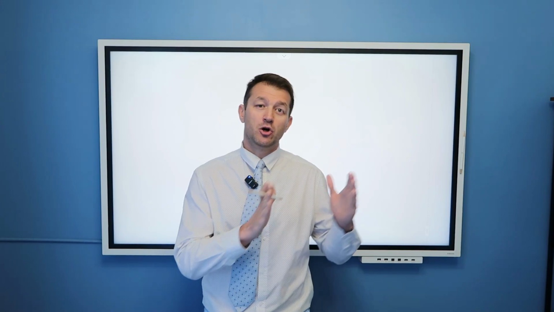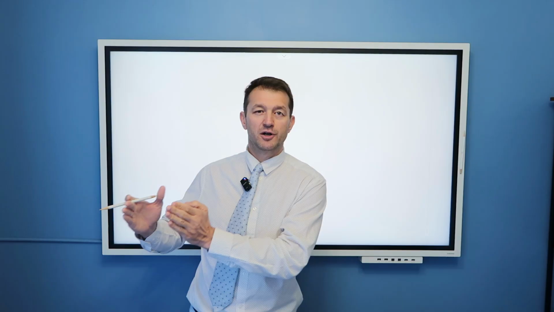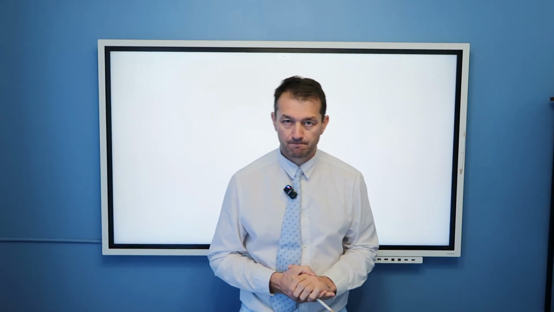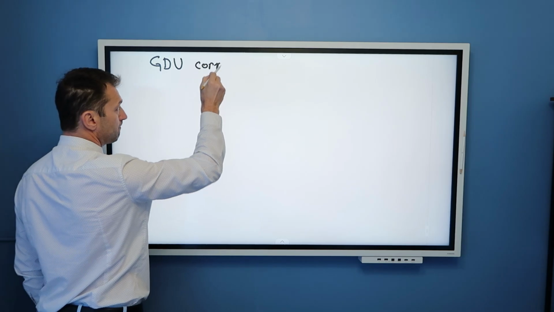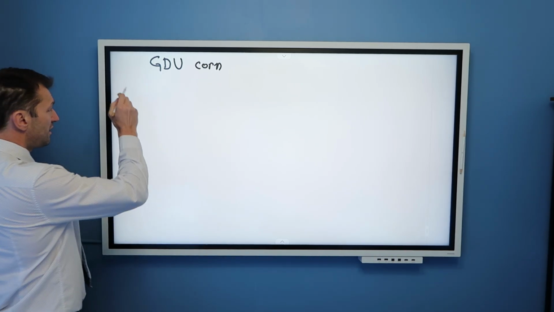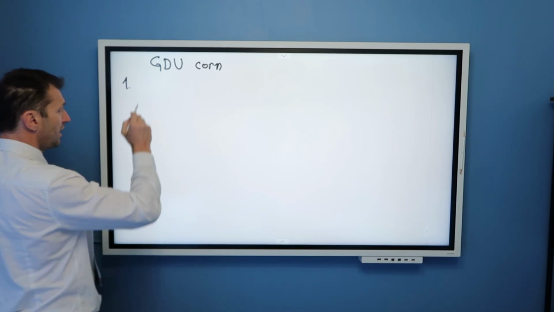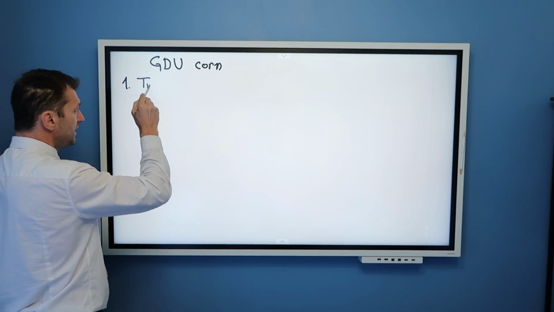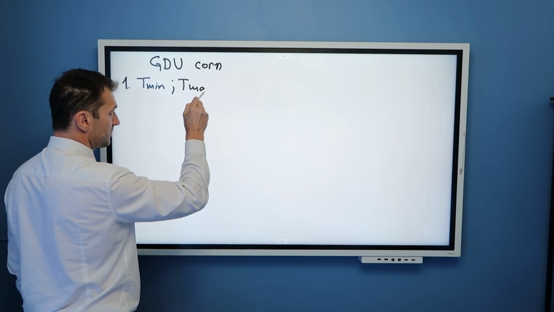Corn, for example, grows very little when the temperature is below 10 degrees Celsius, and it also grows very little when the temperature exceeds 30 degrees Celsius. So, keeping in mind these two numbers, how do we define growing degree units for corn? There are 4 steps. Number 1, find daily minimum and daily maximum temperatures.